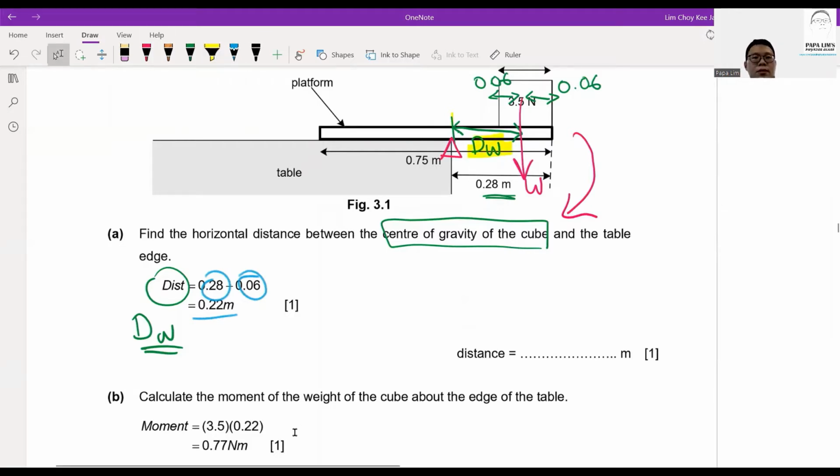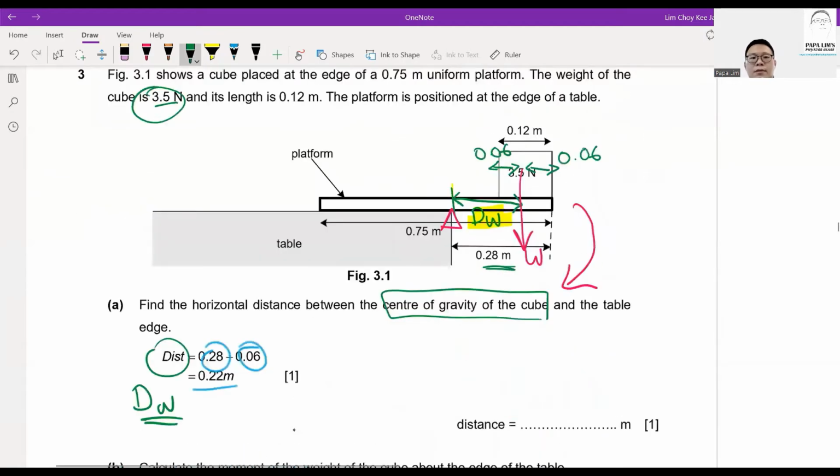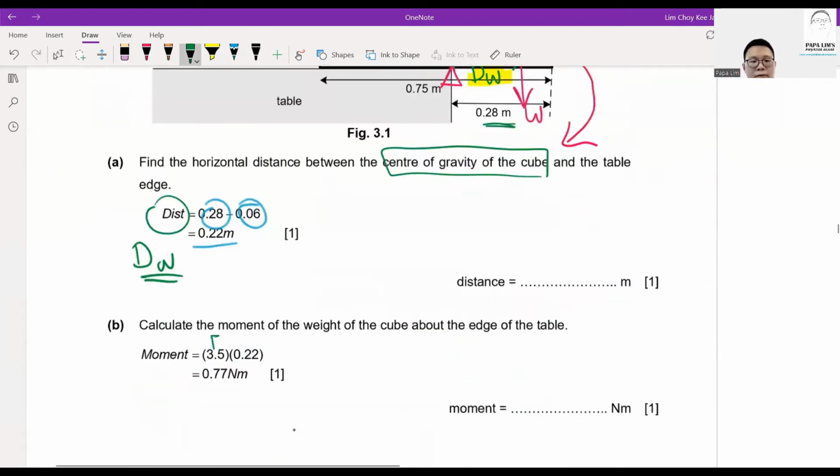So this will be the weight of the cube. The weight of the cube given is how much? 3.5 Newton. So it will be 3.5 multiplied by the perpendicular distance. The answer will be 0.77 Newton meter. I will not say this is difficult. Just be careful of the math, especially part A.